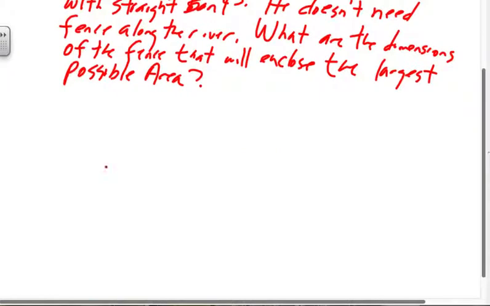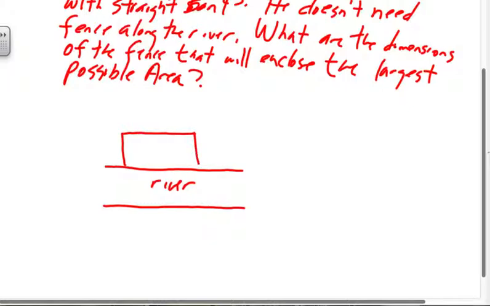All right, so here's my river. And we want to build a fence, rectangular. So I know these two sides are going to be congruent. All right, what we're trying to find then, so here's step one. We've got our picture. And we don't need any fencing along here.